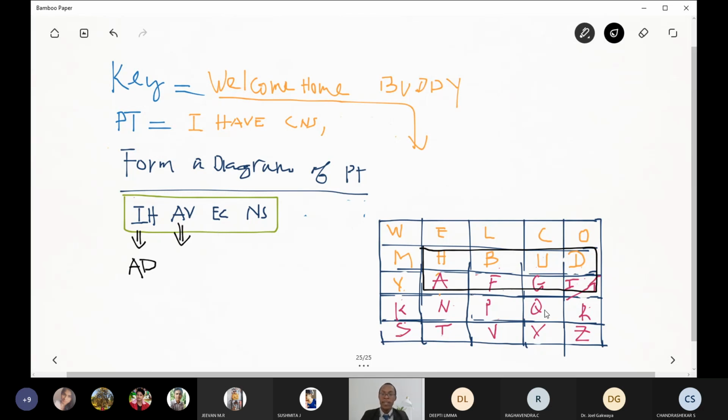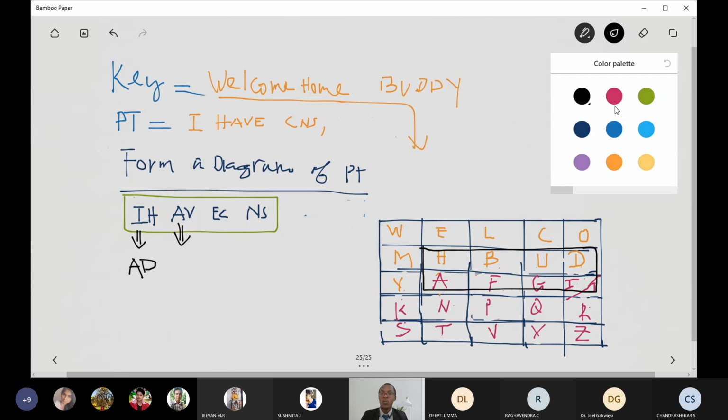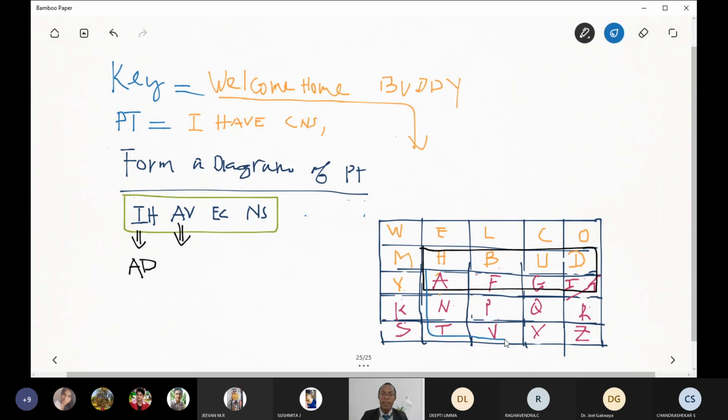What about IV? We have I. Where is V? V is here. So I have to draw this rectangle here, IV. So what is the answer for this one going to be? F and T. Okay, F and T.